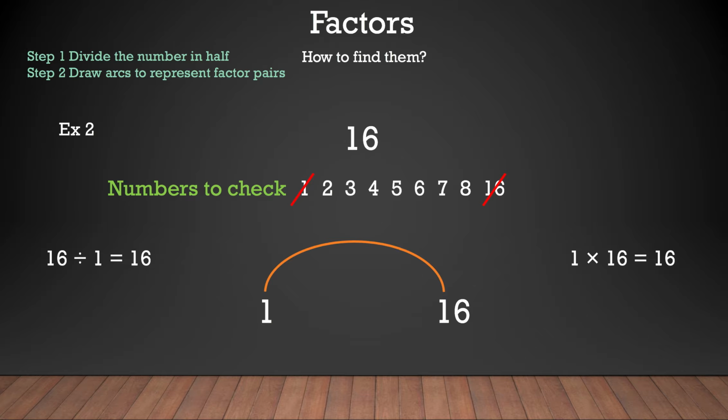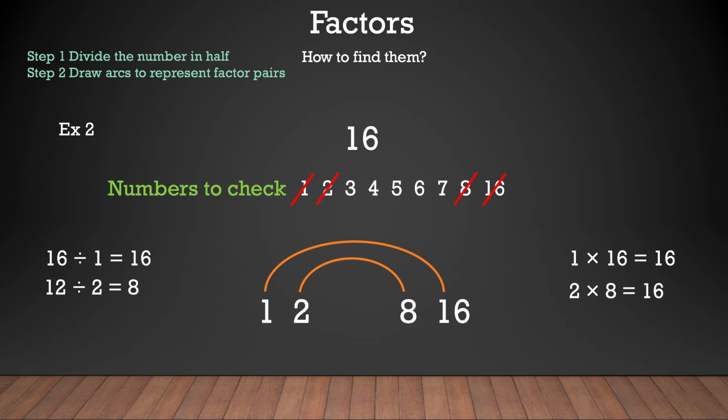Let's verify with division. 16 divided by 1 is 16 with no remainder, so we're good. Now we multiply the factor pair. We get 1 times 16, which is 16, so we're good. The next number we need to move up to is 2. So 2 and 8 is my factor pair. If we divide 16 by 2, which is 8, no remainder, we are good. Now if we multiply the two numbers, let's see the result.